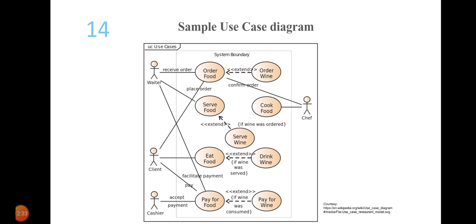So the waiter basically is capable of ordering the food, and the client can place the order of the food, and the waiter can serve the food as well as also facilitate the payment for the food. So all these things the waiter can do. Ordering the food, that means he receives the order of the food. He cannot order the food, however he can receive the order of the food, then he can serve the food, he can eat the food, he can pay for the food, and the client also can order the food, eat the food and pay for the food.